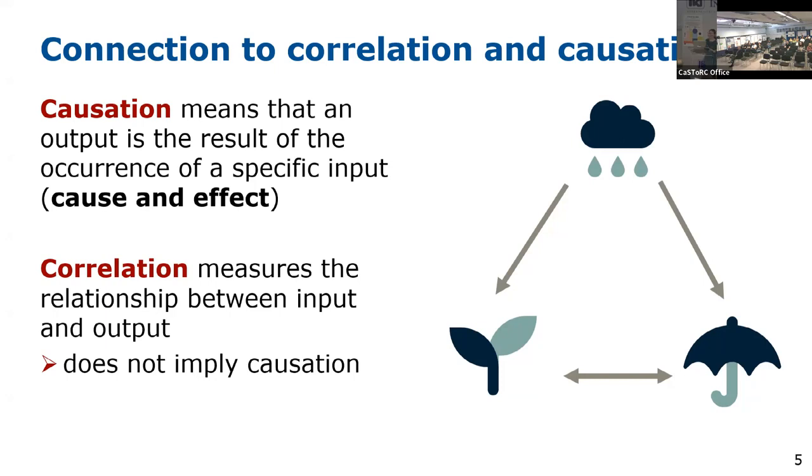Let me give you an example. Assume it rains. It rains means the plants will grow. It will also mean that I use an umbrella. So you can see here, this is the causation, but it does not mean that when I use an umbrella, the plants also grow. So this is a correlation. And what neural networks measure, what you mainly do in machine learning, is you model this correlation and not the causation.